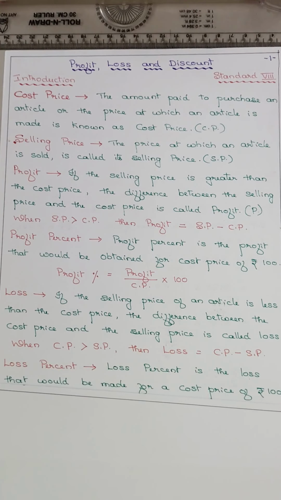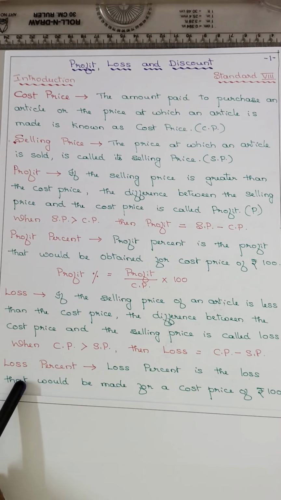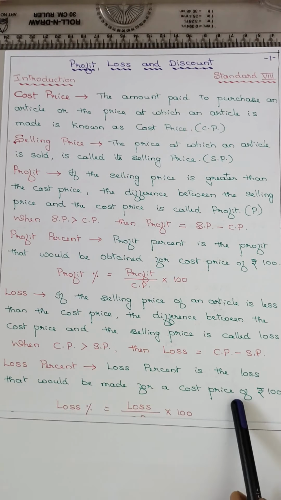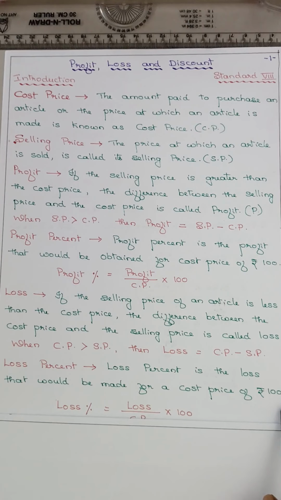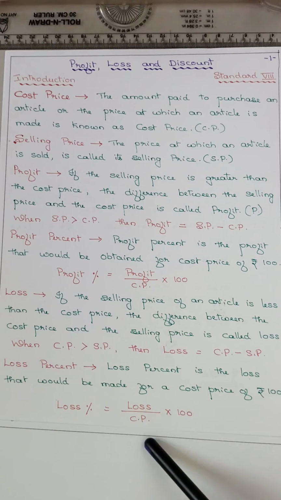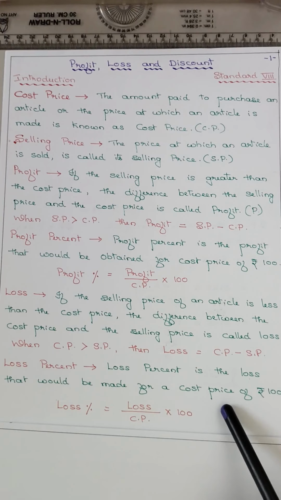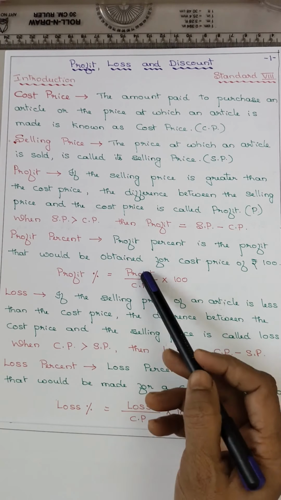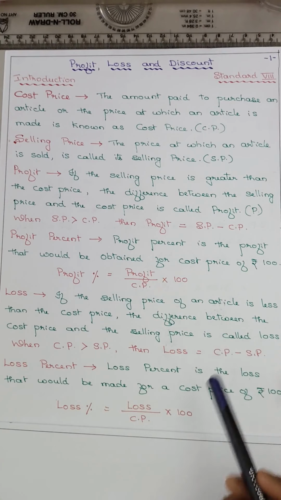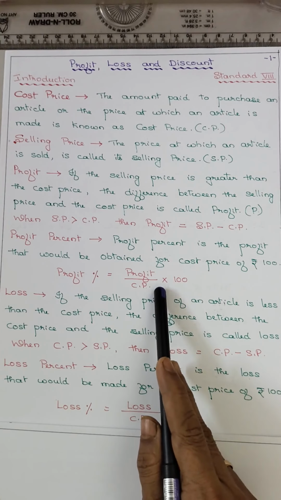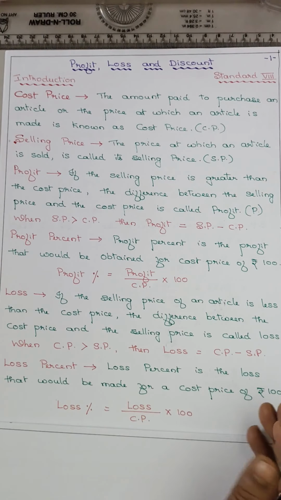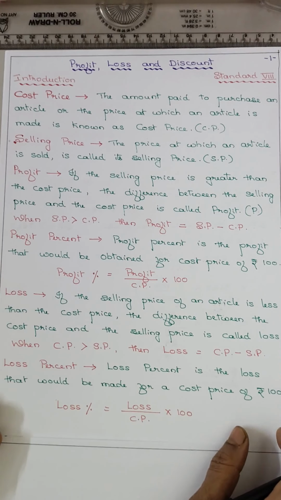जस्ट लाइक द प्रॉफिट परसेंट, लॉस परसेंट इज द लॉस दैट वुड बी मेड फॉर एवरी कॉस्ट प्राइस ऑफ 100 rupees. सो लॉस परसेंट इज इक्वल टू लॉस अपॉन CP into 100. That means profit percent and loss percent both are calculated on CP. याद रखो, profit percent and loss percent is calculated on CP.